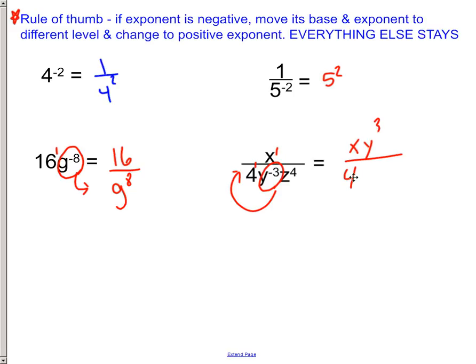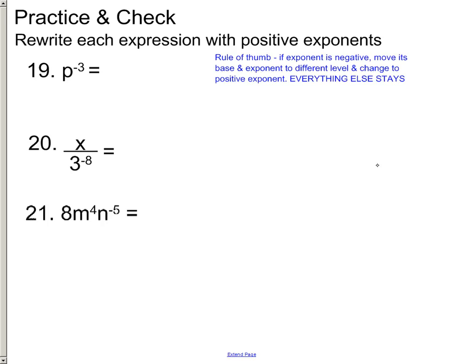And then z to the fourth, hey, it's happy downstairs. So z to the fourth. That's how we do those. Here's a practice and check page for you. It's got 3 problems, I believe. So go through, pause the video, answer these. Here's your basic rule of thumb for handling these if you need it. Hit play when you're ready.